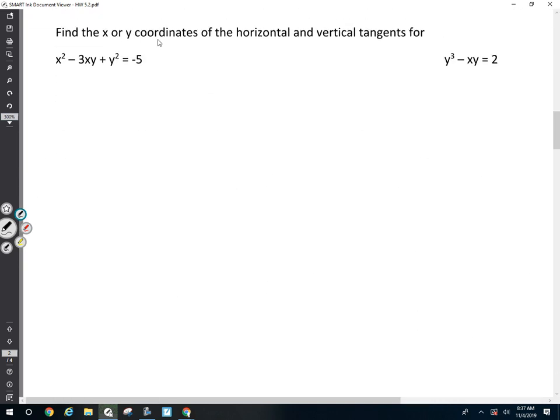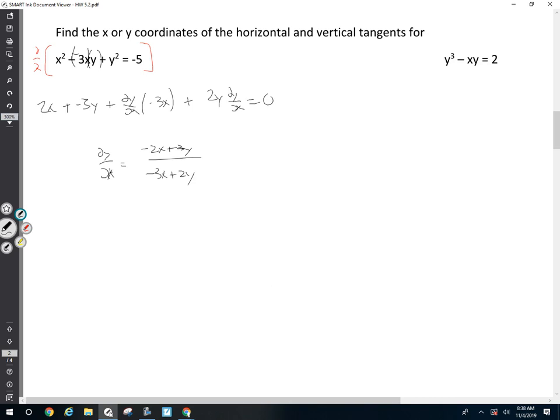Here, find the x or y coordinates of the horizontal and vertical tangents. So this is great. We won't have to do the extra step of finding the x comma y. We can just stop. All right, I got 2x minus. I like to bake in the negative. I'm taking the derivative. So this is negative 3y plus dy/dx times negative 3x. That's what I like to do. Plus 2y dy/dx equals 0. I'll solve for dy/dx. Get negative 2x plus 3y over negative 3x plus 2y.